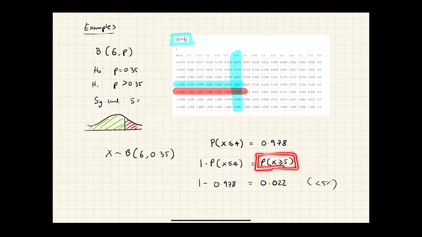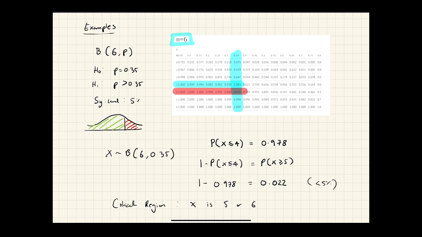So which values are more than or equal to 5? Well, only 5 and 6. Therefore, my critical region is going to be values where x is 5 or 6. So if x is 5 or 6, then that is our critical region. So that's how that works.